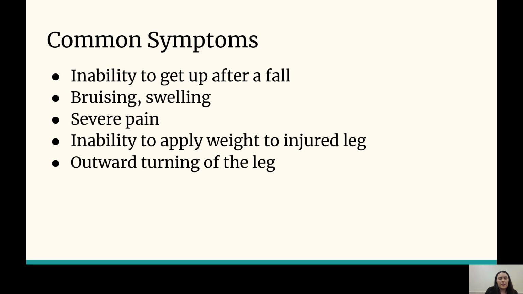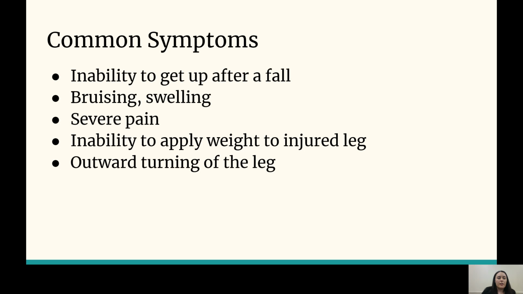So some of the common symptoms and signs for this in our older population is an inability to get up after a fall. This is why balance assessment is super important when we're talking about getting that exercise. That's another key part to that. There will be a lot of bruising and swelling that shows up in the hip region. You'll also experience severe pain and an inability to apply weight to that injured leg.